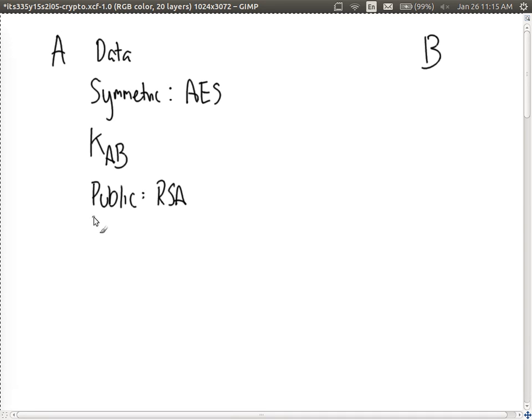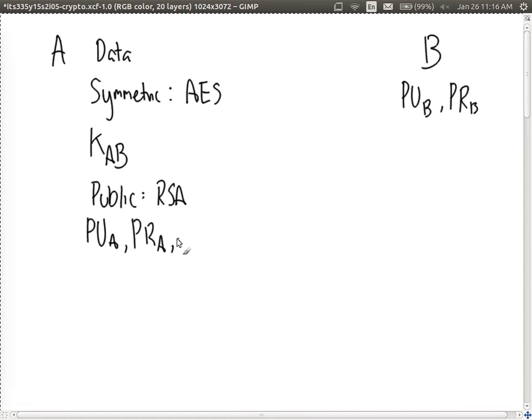And with that, every user has their key pair. A knows PUA, PRA. A knows its own key pair. They generate their own key pair, the public key and private key of A. B has a key pair, PUB, PRB. And what else does A know?